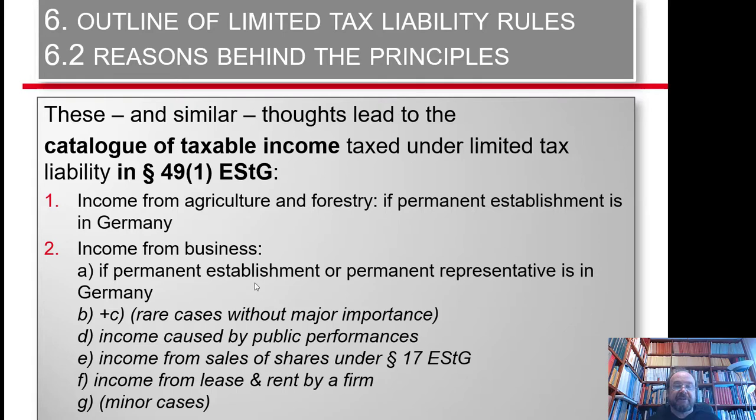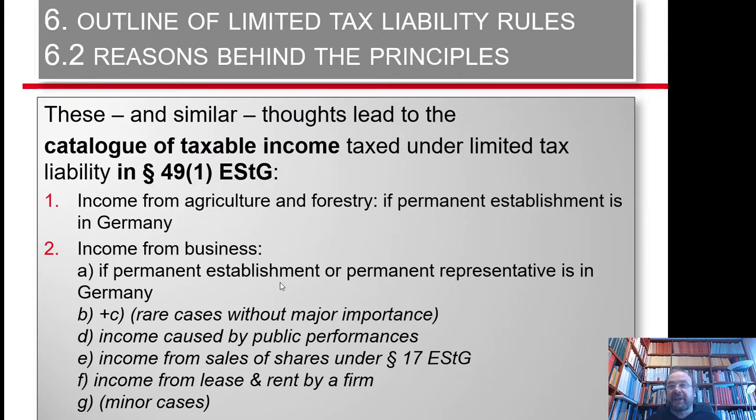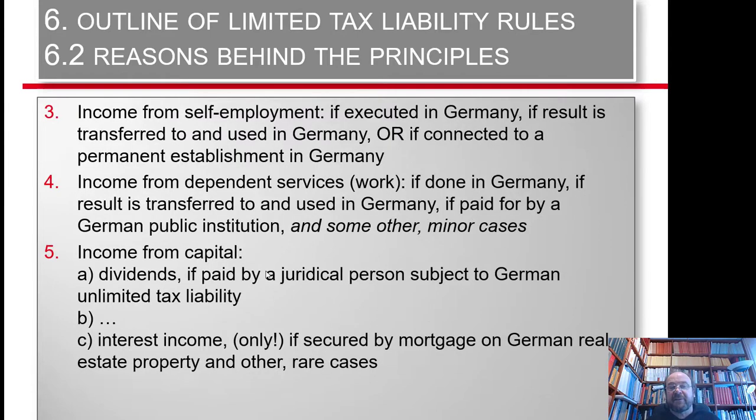Dividends paid by a German GmbH are normally taxed, but if they are received by a firm in London, if you then reclassify them as income from business, then they would only be taxable if they are part of a German permanent establishment, and they would not be because they are collected in London. So they would drop out of taxability. That is what the law wants to avoid.